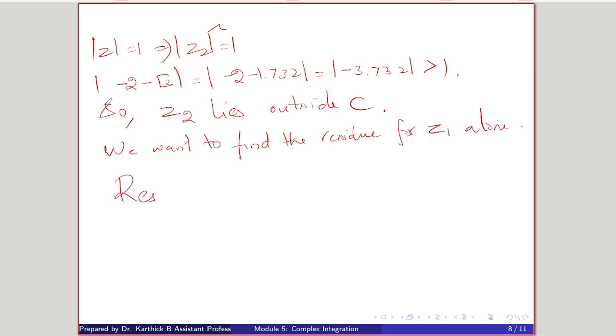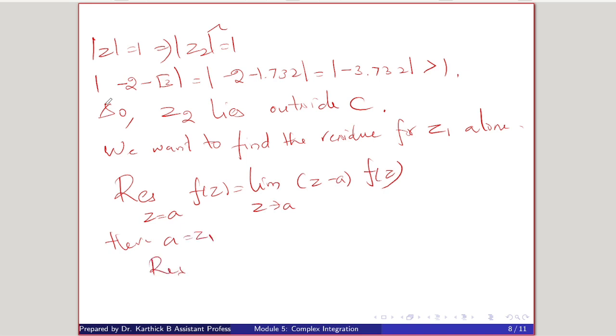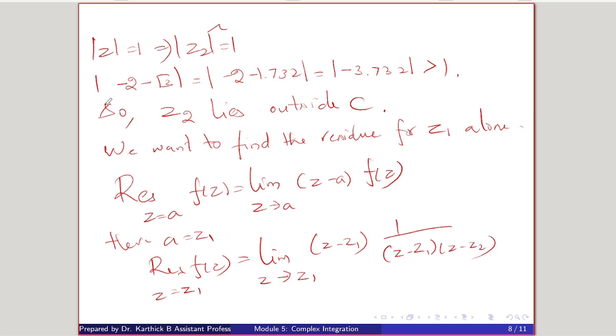Of course, it is a simple pole, and we have a formula to find the residue. For a simple pole, the residue at z equal to a of f of z is the limit as z tends to a of z minus a times f of z. Here, a will be z1. If I apply this, limit z tends to z1, z minus z1, our function f of z in simplified form, these two will get cancelled.